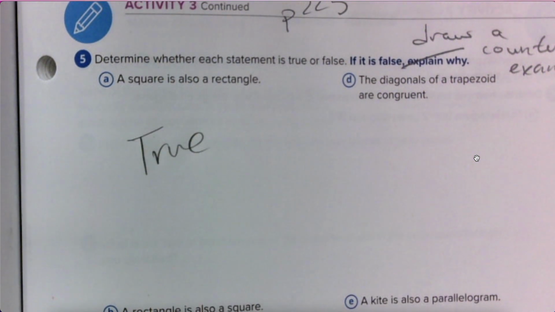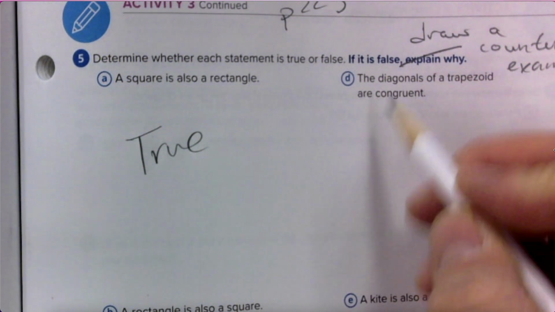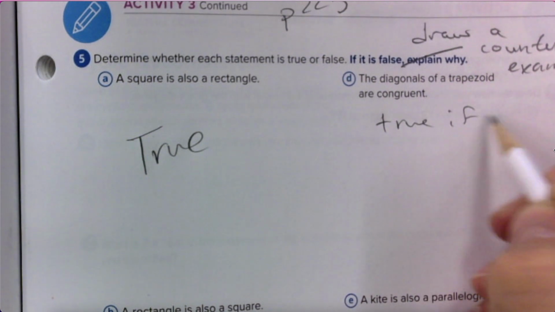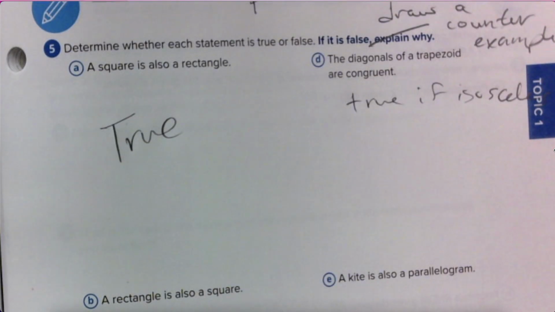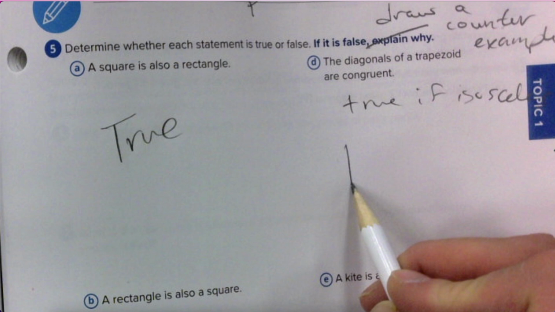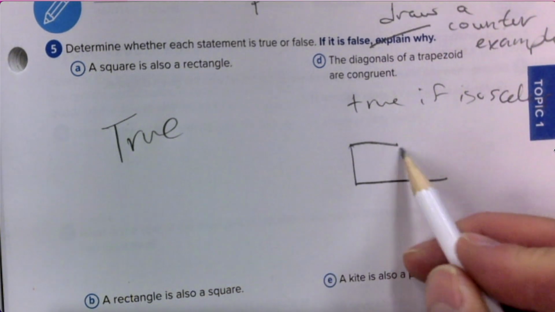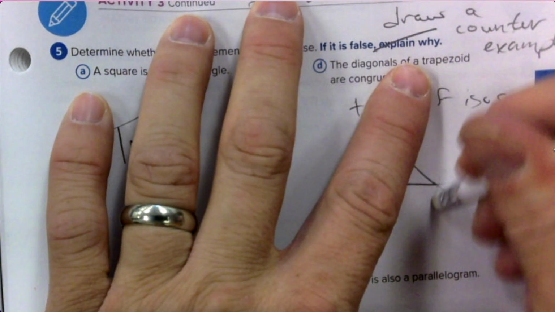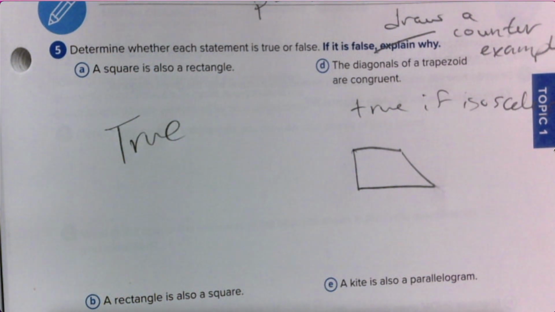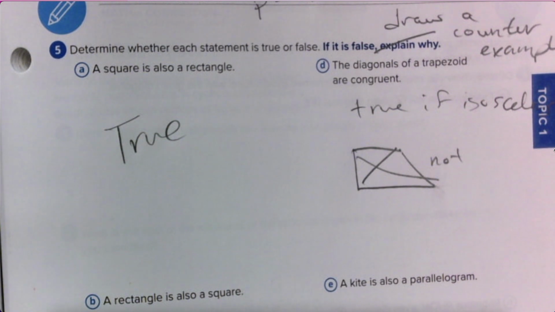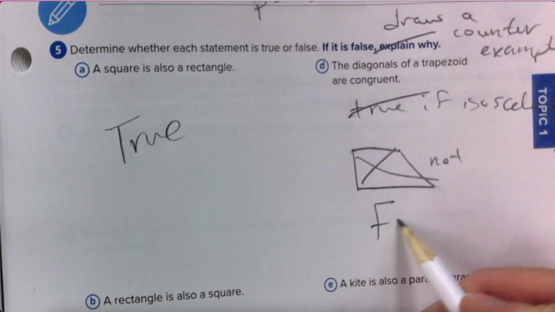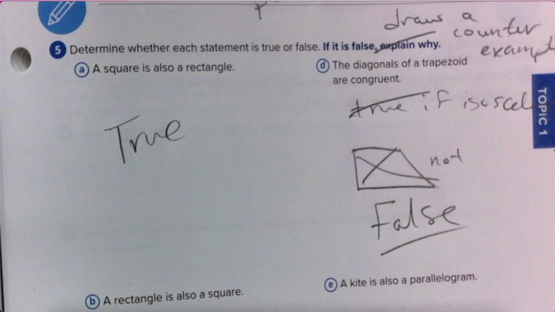So the diagonals of a trapezoid are congruent. That works for isosceles trapezoids. True if isosceles. But that means we can also draw a trapezoid that's not isosceles. They happen more often than isosceles trapezoids. So draw maybe like a right angle, draw a line coming out. There you go. That's a trapezoid. Its diagonals are not congruent. So actually false. All right, part B.